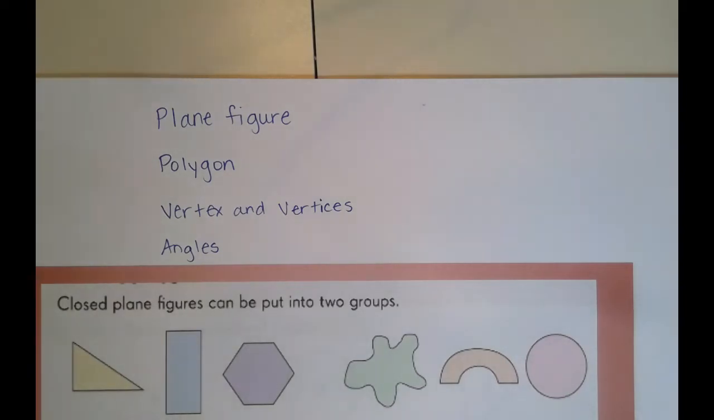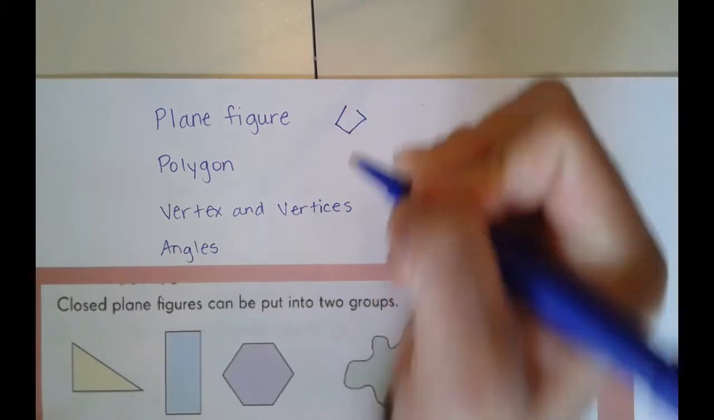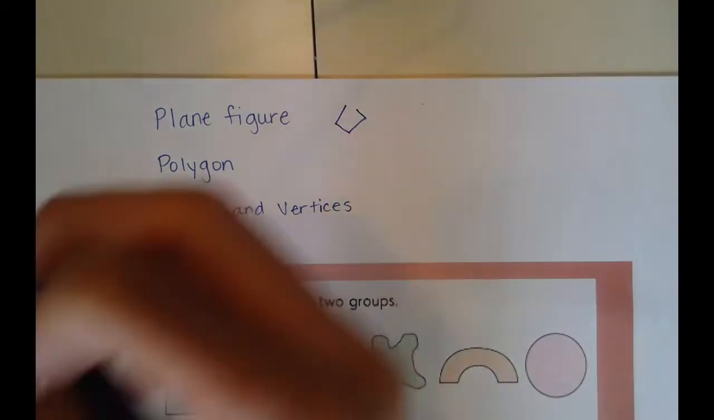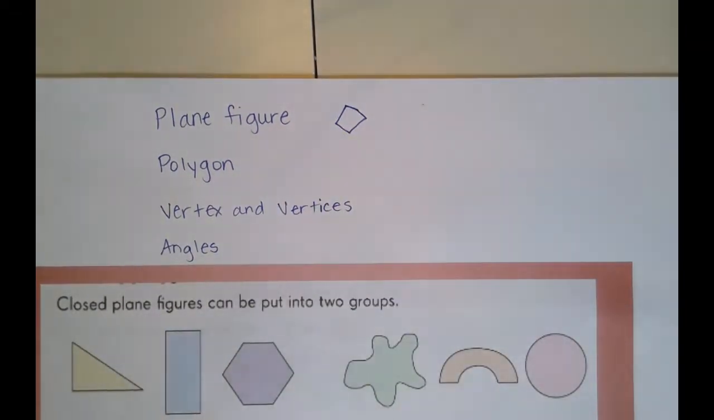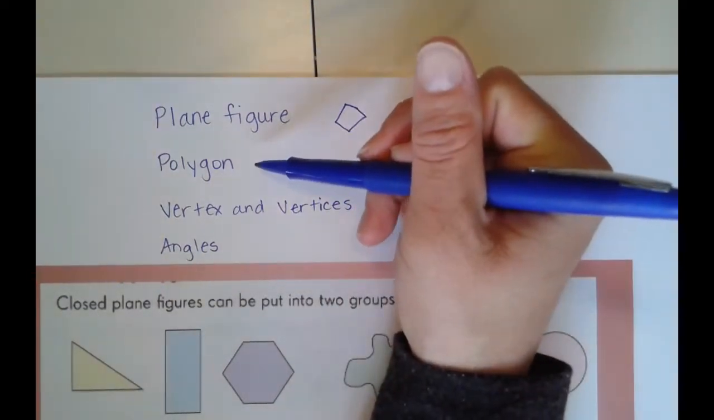If it is a closed plane figure, then it doesn't have space in between. So you could have an open plane figure like that, where you have an opening, okay? Or you could have a closed plane figure where it's closed like that. But any flat shape is called a plane figure. So very broad, okay? Now, from there, we have polygons.